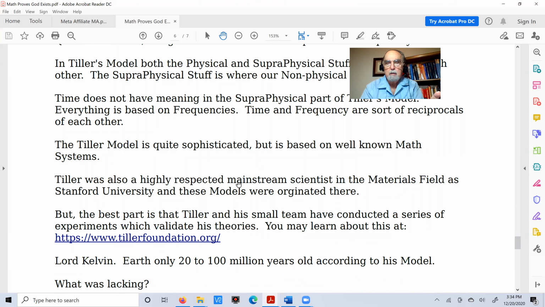Tiller was a very respected mainstream scientist. He published hundreds of papers in mainstream science. Then he published other things. Now you go to his website, tillerfoundation.org. And what you're going to have there is 4 books that explain this. And that's where I learned about it. He started publishing these books about 20 years ago, and a lot of white papers. The books aren't very expensive. You can study the books or study the white papers if you want to understand it.